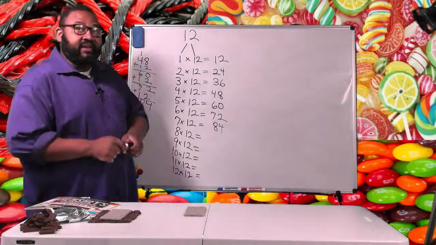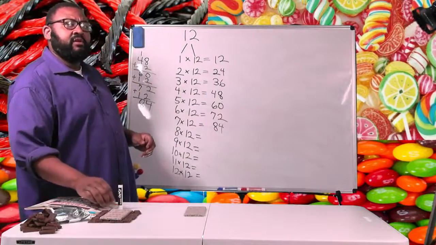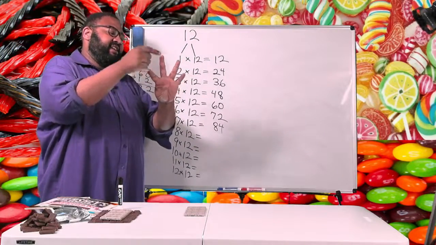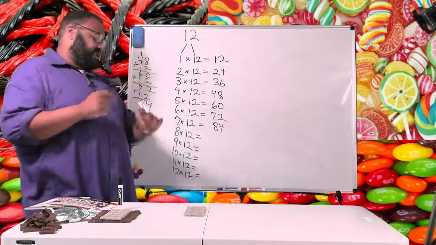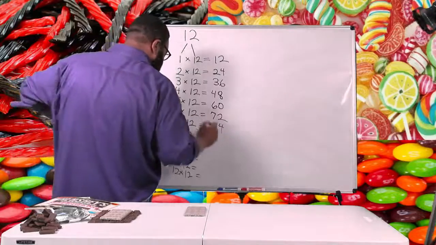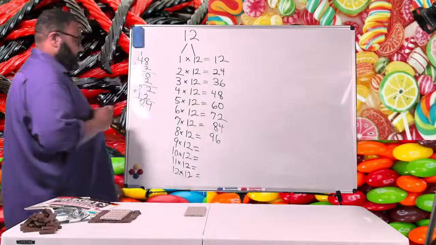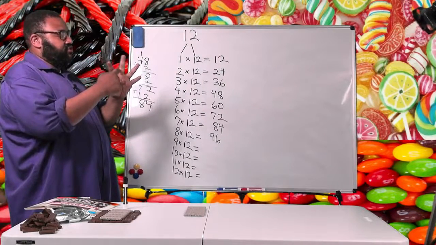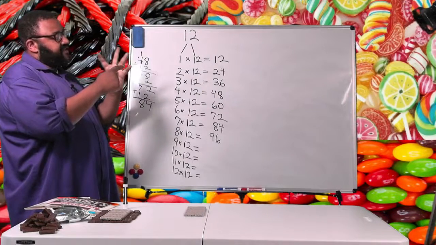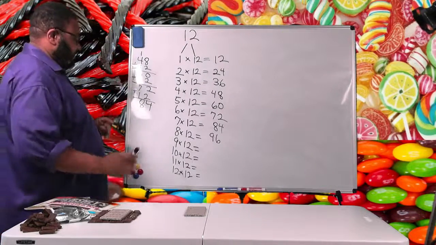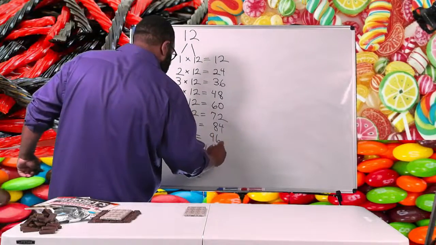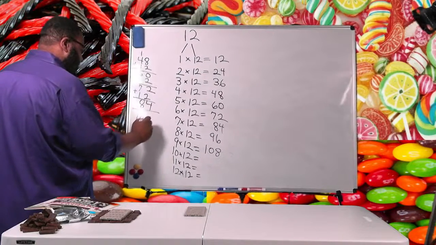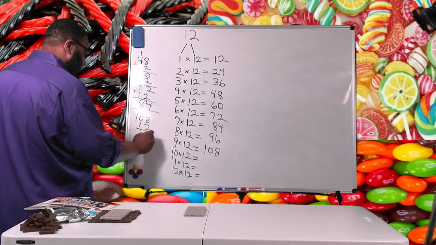I'm going to go back and I'm going to count again. What comes after 84? 85, 86, 87, 88, 89, 90, 91, 92, 93, 94, 95, 96. 97, 98, 99, 100, 101, 102, 103, 104, 105, 106, 107, 108. We'll come back over here. 108 plus 12. 8, 9, 10.